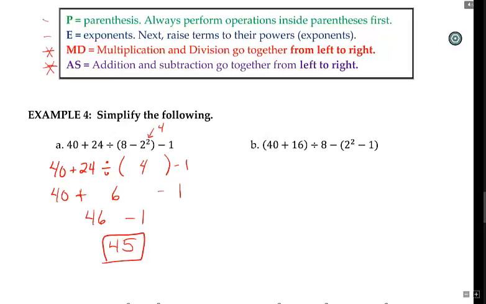On your homework, if you would please work down on your problems and box your answer, that would be great.